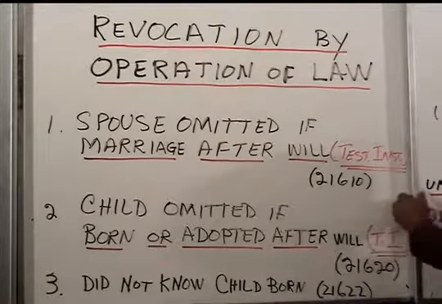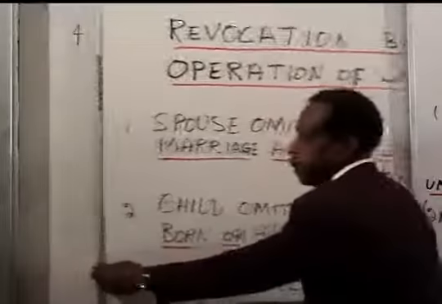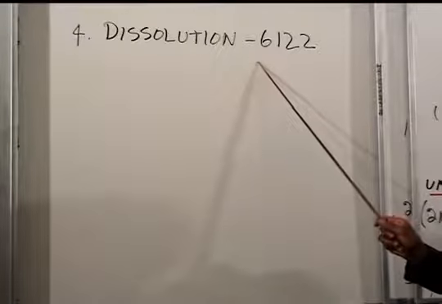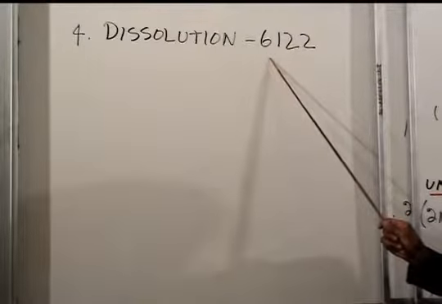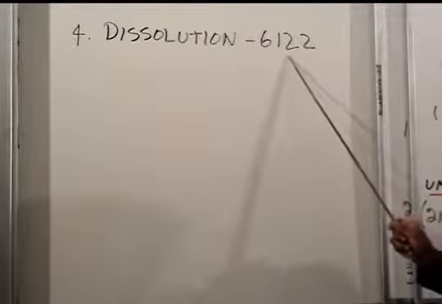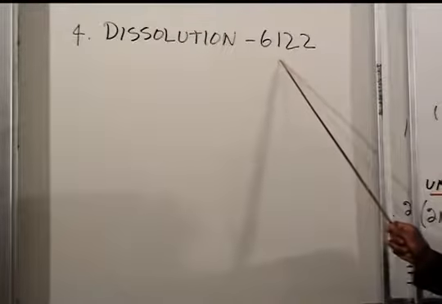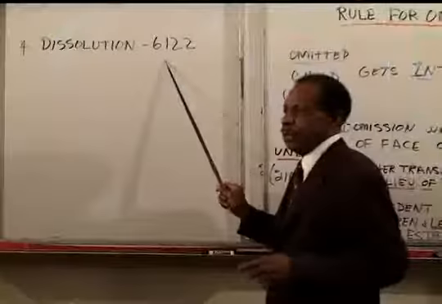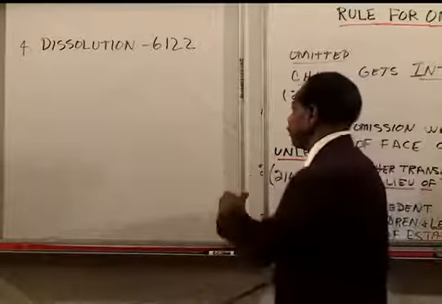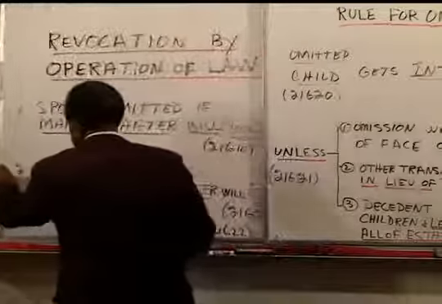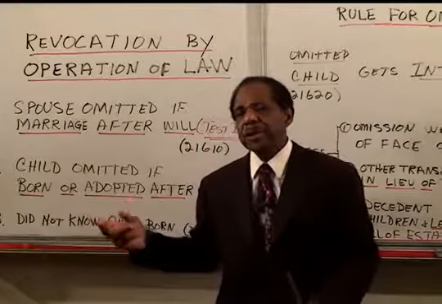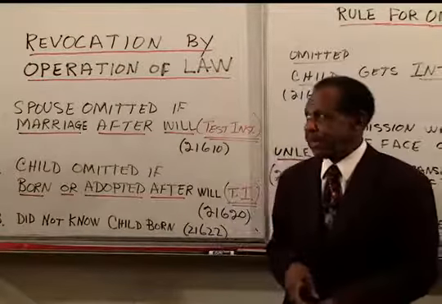And number 4 is the case where there has been a dissolution, and under Probate Code Section 6122, upon dissolution, anything that the will gives to the former spouse is revoked. Any powers of appointment, any appointing that person as executor, giving them property, all that stuff is revoked upon dissolution. And by the way, if those same 2 people get married again and the will hasn't been changed, all that stuff is reinstated, interestingly enough.